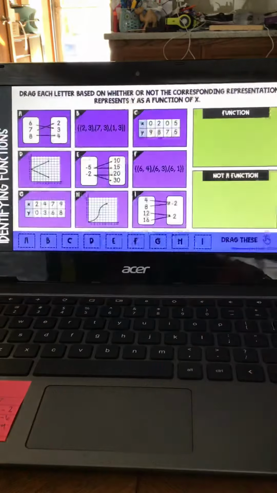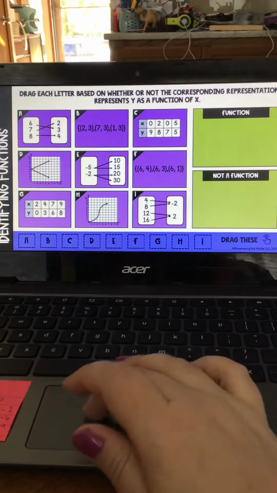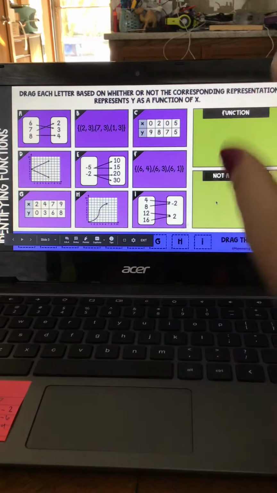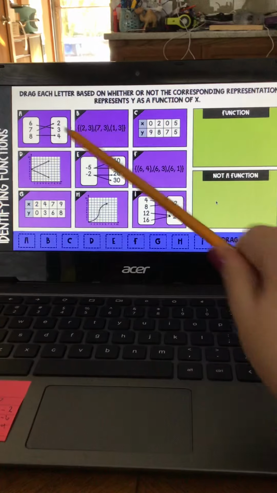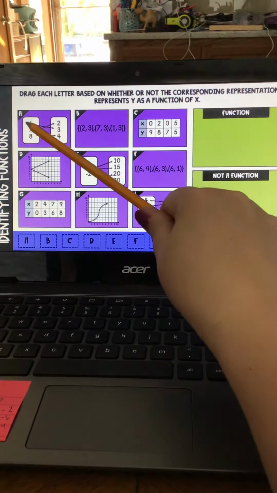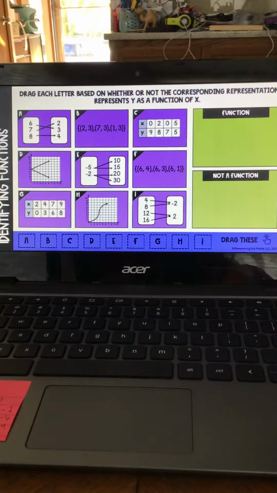So in terms of the examples that are in your thing, remember these are drag and drop. So you're literally going to drag the letters at the bottom to the boxes to decide if it's a function or not. So for the first one, this is considered a mapping. Remember, this just means 6 goes to 3, 7 goes to 2, 8 goes to 4. Do any of those x values repeat?